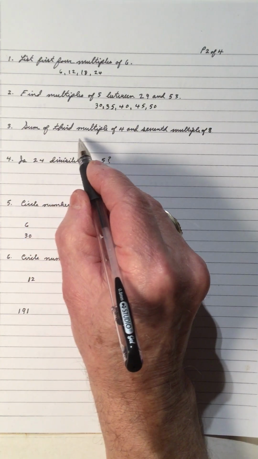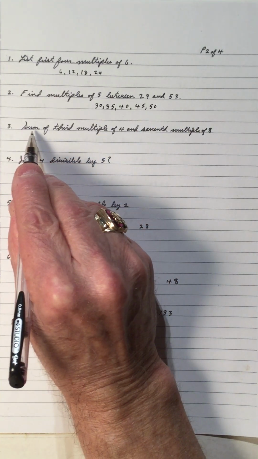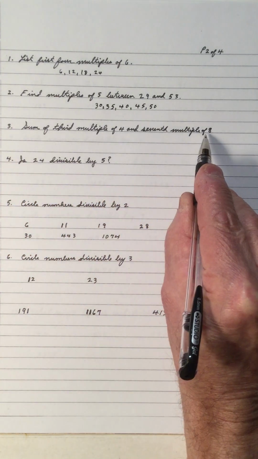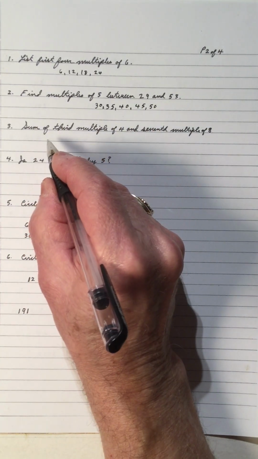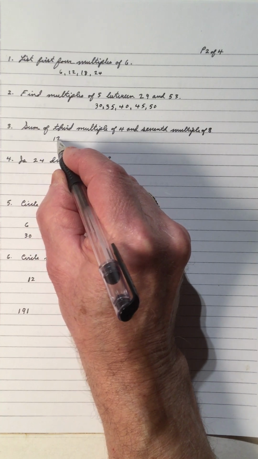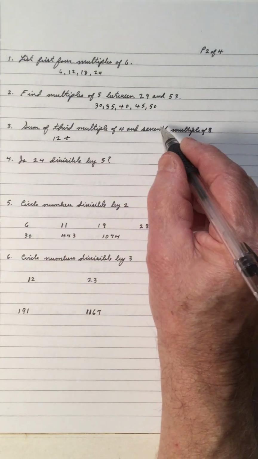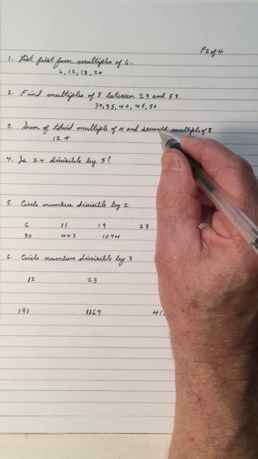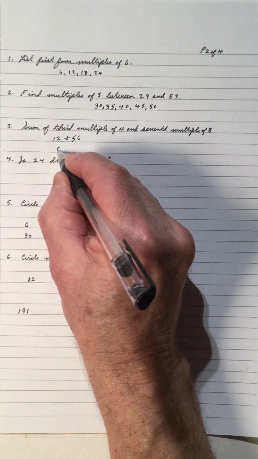Third one: the sum of the third multiple of 4 and the seventh multiple of 8. Sum means add. So for the third multiple of 4, 1 times 4 is 4, 2 times 4 is 8, 3 times 4 is 12. And we want the seventh multiple of 8, which is 7 times 8 is 56. So the sum is 68.